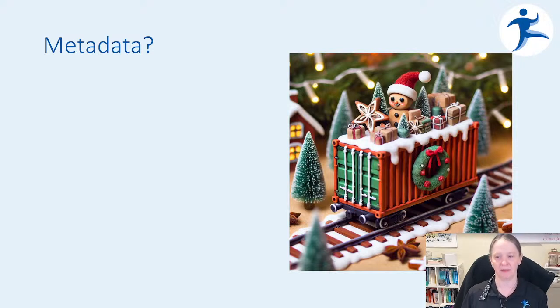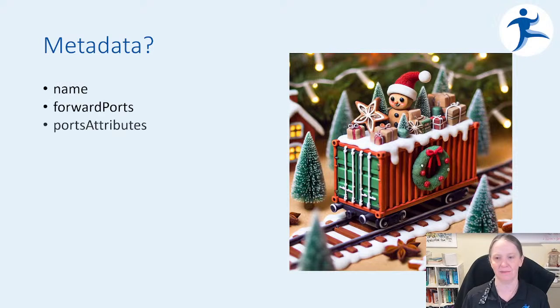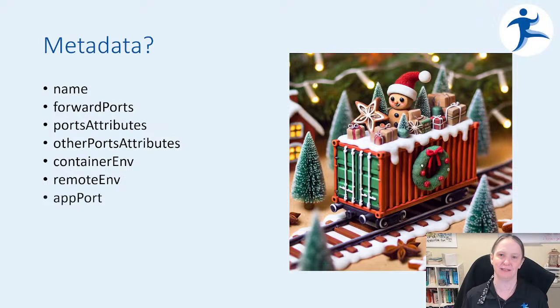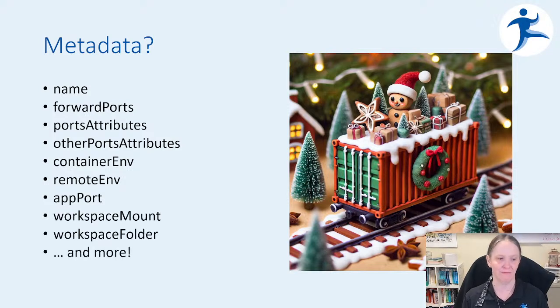Now, when it comes to metadata, what do I mean? Metadata could be any of these different fields. You're going to see things like name, forward ports, app port, workspace mount and folder, container env, remote env, ports attributes, and other ports attributes. Like, what is going on here? Don't panic. In the next few slides I'm going to talk about some of these different metadata pieces, what they mean, and when you need to use them. And we also have a couple of demos too.